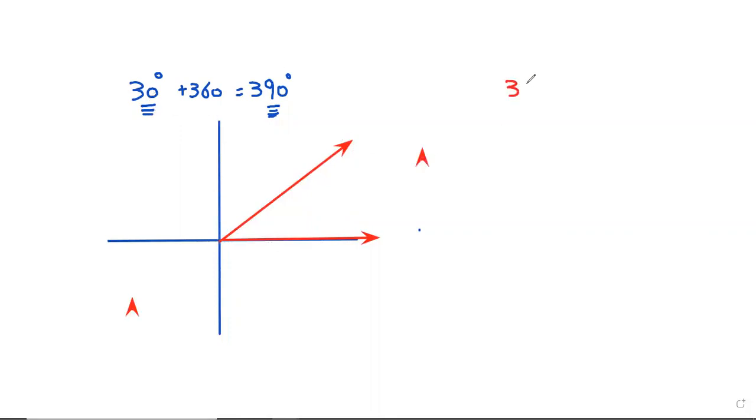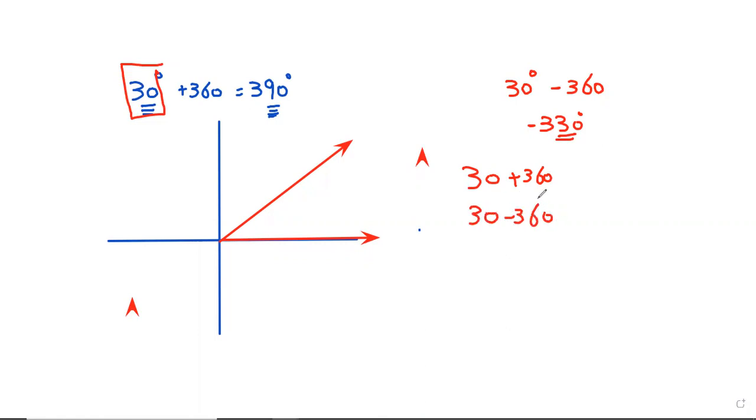And also we can subtract 360 from the angle of size 30. You will get an angle of size negative 330. This angle is equivalent to the angle of size 30. So adding 360 once or more than one time leads to an equivalent angle, and subtracting 360 once or more than one time leads to an equivalent angle.